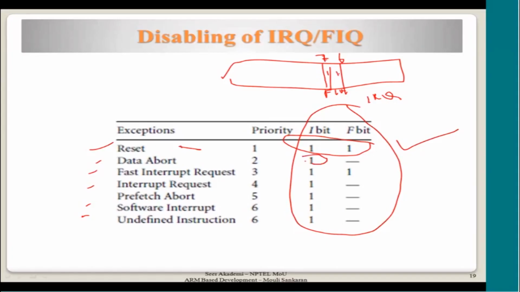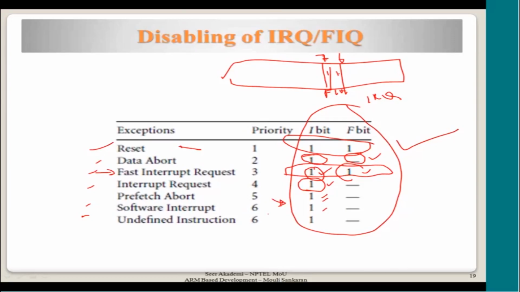Whereas if you are processing a data abort, though it is higher priority than the fast interrupt, FIQ is not disabled. It is enabled. If you are in the FIQ itself, processing the FIQ, then FIQ is disabled and IRQ is also disabled because it is a lower priority than the FIQ. If you are already servicing an IRQ, the subsequent IRQ is disabled. Similarly, the I bit is set when you are in the abort.